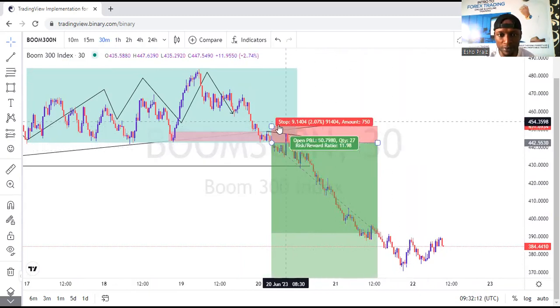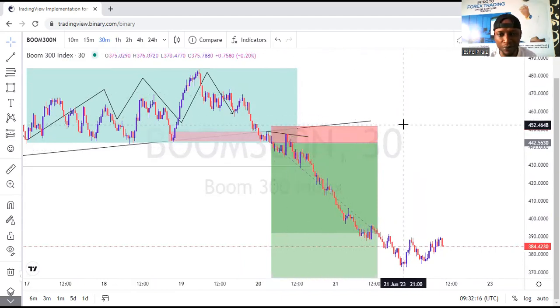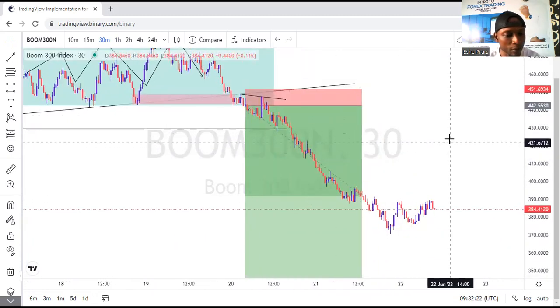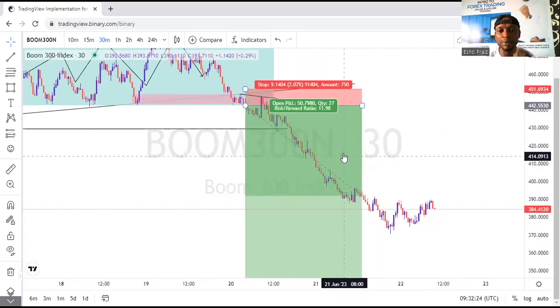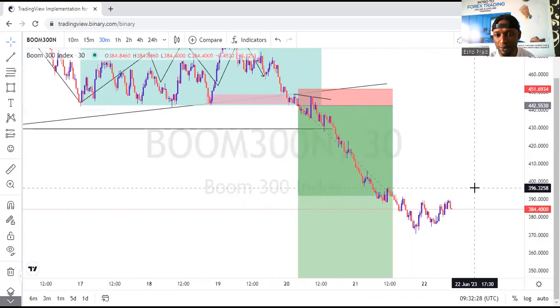So I put take profit. Our take profit was above here. Understand? So now look at it. The market keeps selling. The market keeps dropping to the downside. So this is what we have on Boom 300.